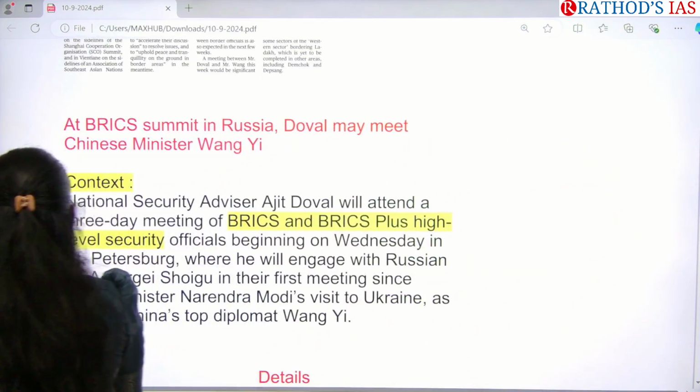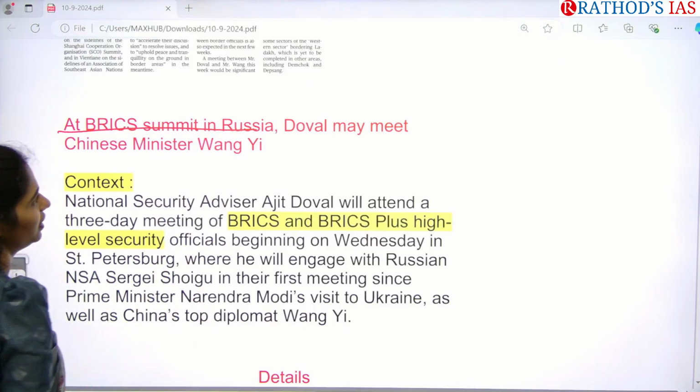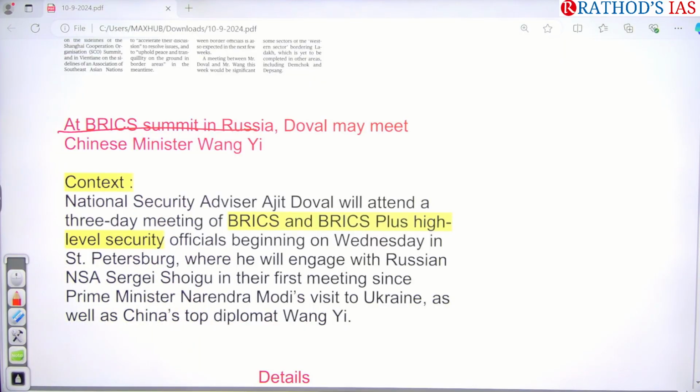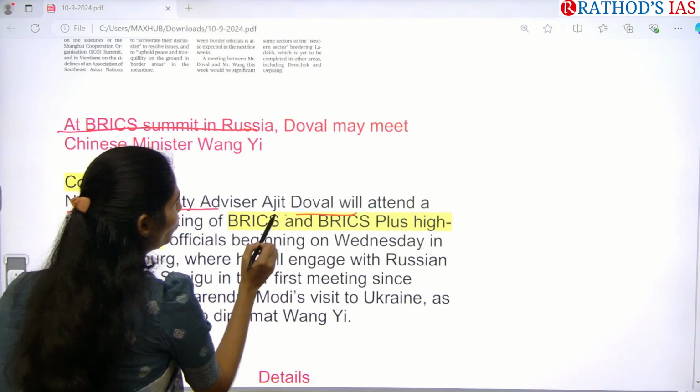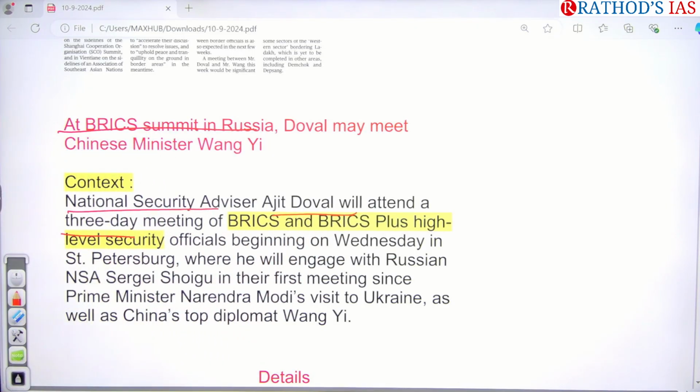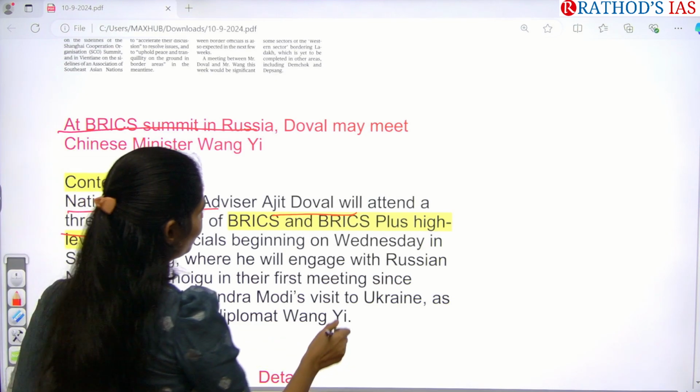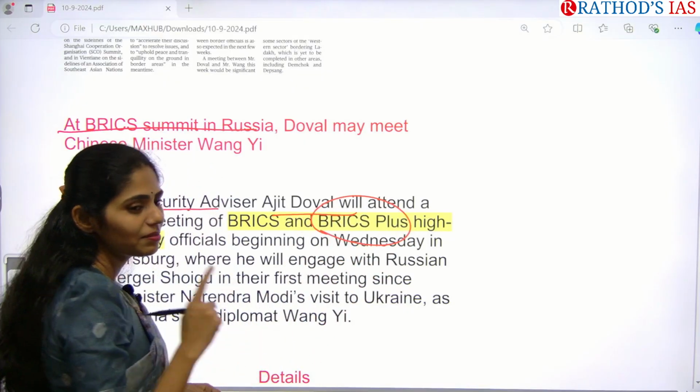So see this article: at the BRICS summit in Russia, Doval may meet Chinese Minister Wang Yi. National Security Advisor Ajay Doval will attend a 3-day meet of BRICS and BRICS Plus. So what is this BRICS Plus? You may get a question on this. What is BRICS Plus?